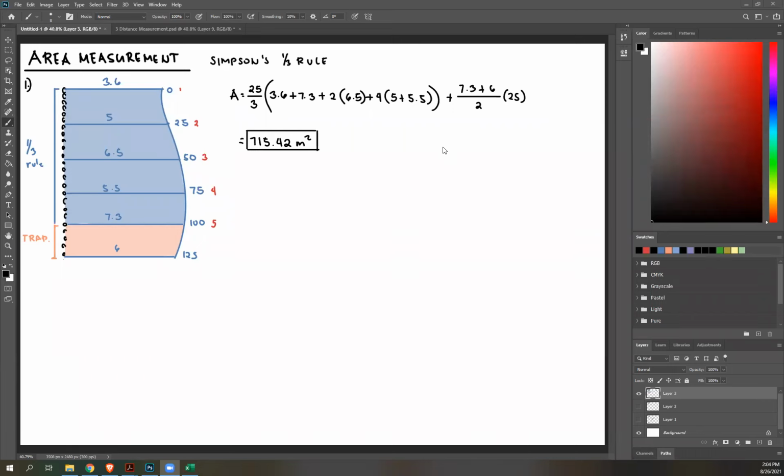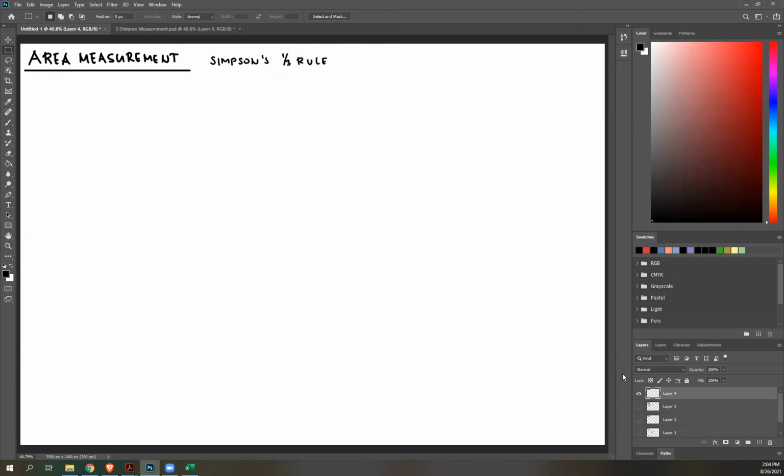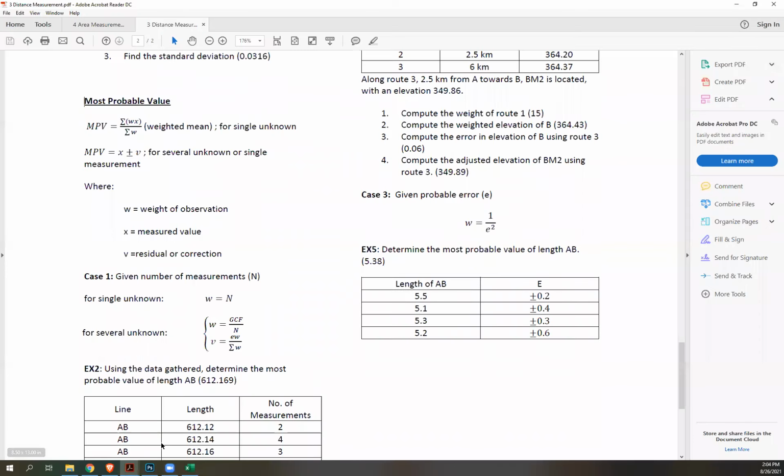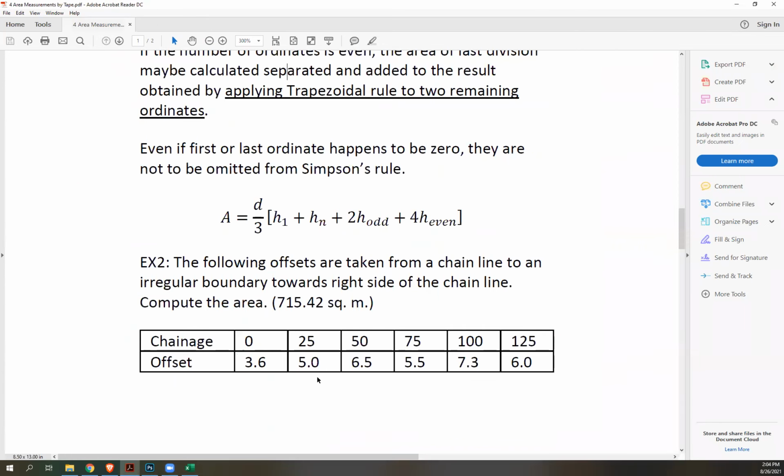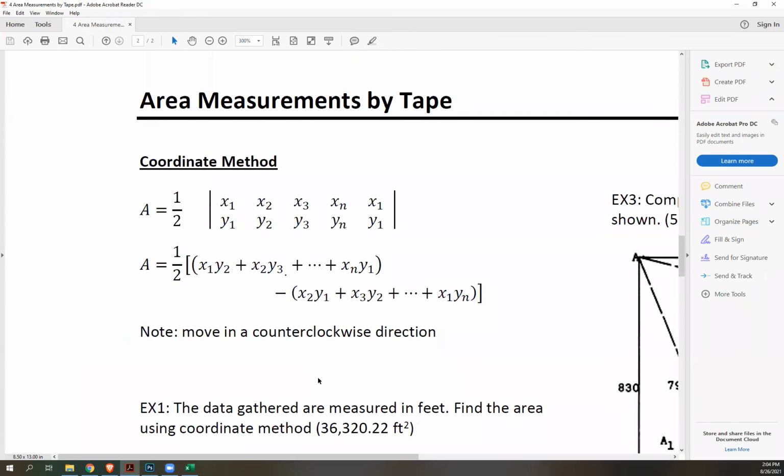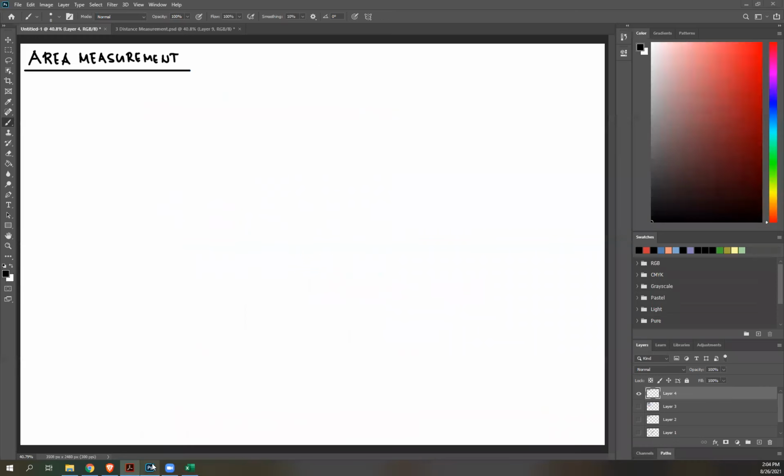Okay, great. No questions. Let's move on to the next, which is coordinate method. So this method is a bit tedious. You'll see why in a bit.